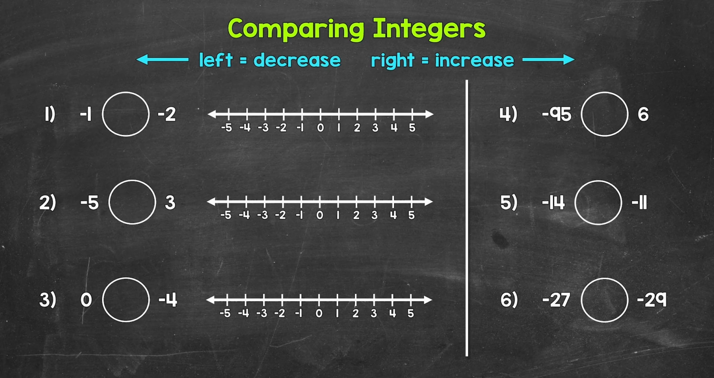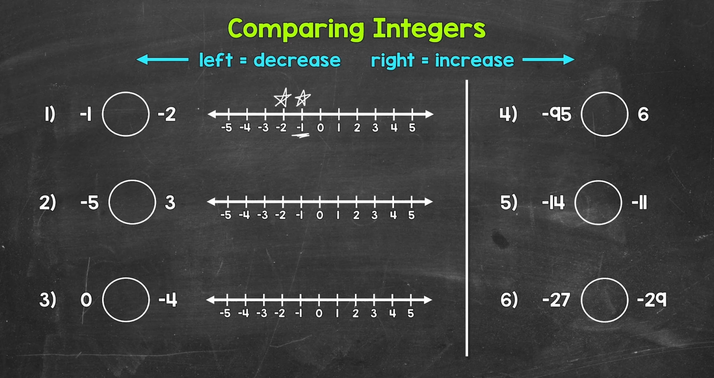Let's jump into number 1, where we have -1 is greater than, less than, or equal to -2. Well, let's take a look at the number line. -1 is right here, and -2 is right here. So looking at that number line, which integer is further to the right? That means it's going to be greater in value. -1 is further right. -1 is greater than -2.